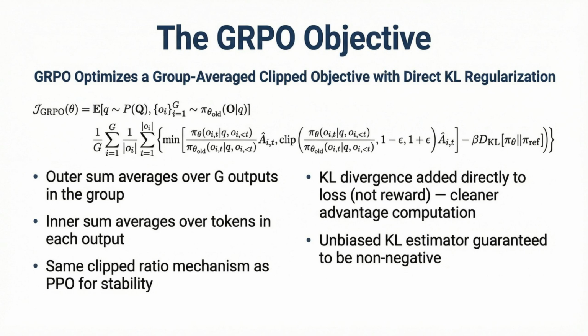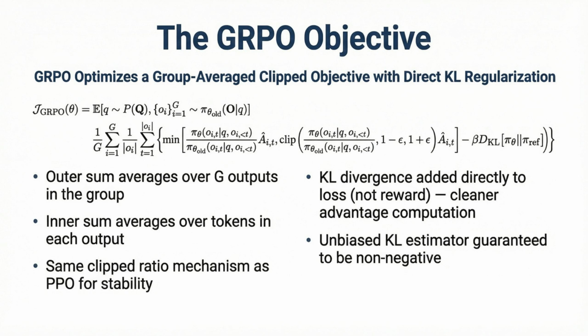Equation 3 from the paper. Compare it to the PPO objective we saw earlier. What are the differences? First, notice the outer summation. We are averaging over G outputs in the group, not just one output. Second, the advantage A_i,t, notice the hat, is computed from group relative rewards, not from GAE. Third, and this is subtle but important, the KL divergence term is added directly to the loss function, not to the reward. Why does this matter?